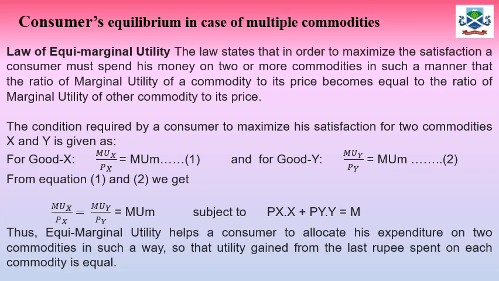Thus the law of equi-marginal utility helps a consumer to allocate his expenditure on two commodities in such a way that the utility gained from the last rupee spent on each commodity will be equal. It helps the consumer allocate his money on two or more commodities in such a way that the utility gain from the last rupee spent on each commodity must be equal.